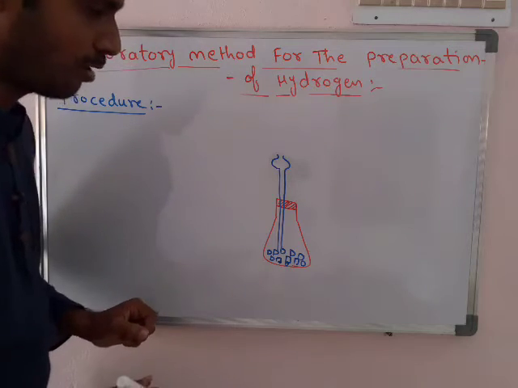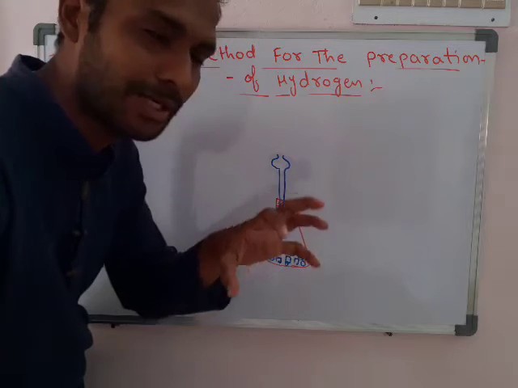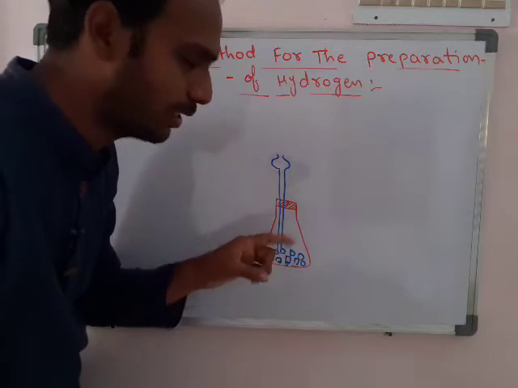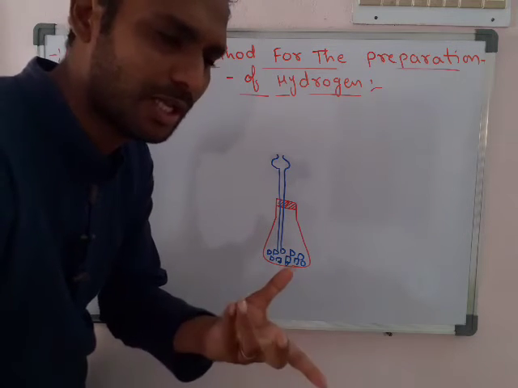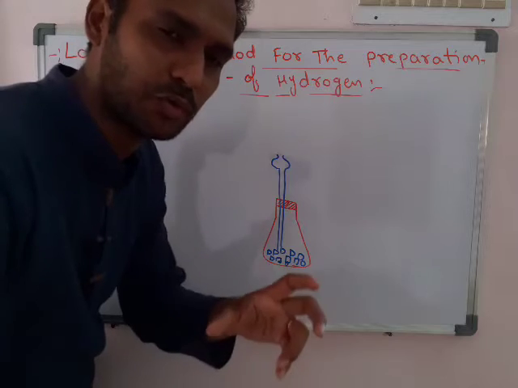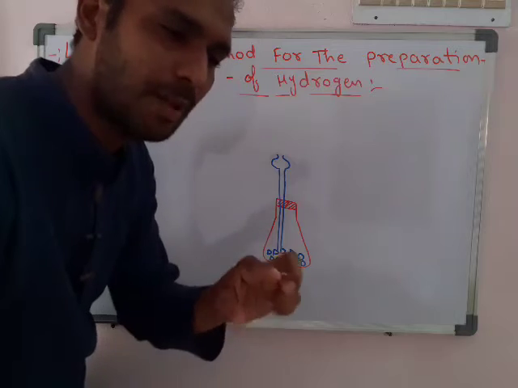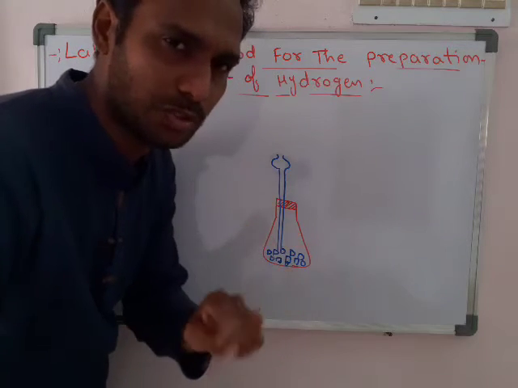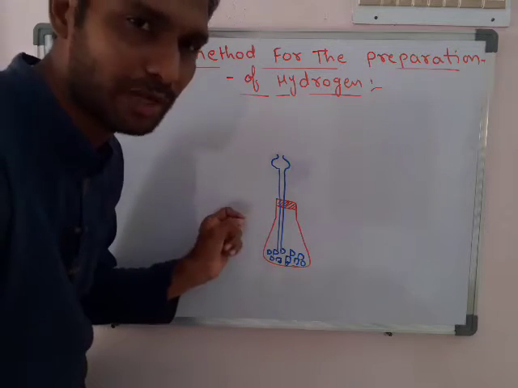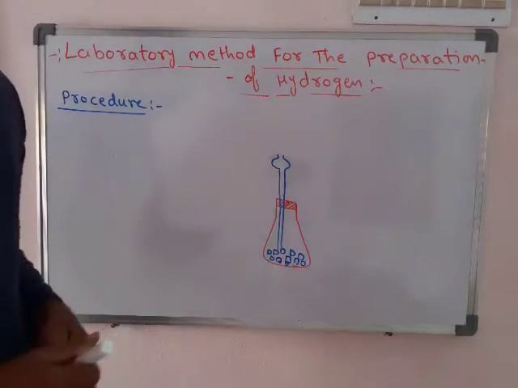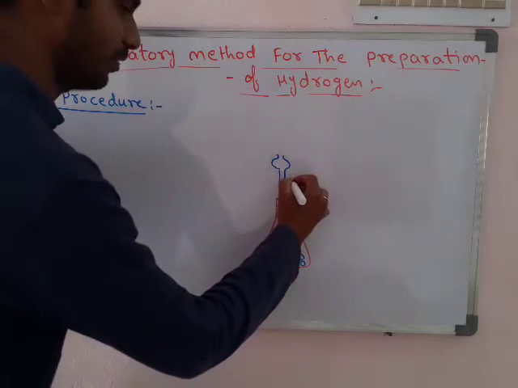Next, one more hole is there. As we said, this rubber cork totally seals the conical flask mouth and has two holes. Actually, we get different types of rubber corks: without holes, one hole, two holes, three holes. But here we need to take a rubber cork with two holes. In one hole we fitted the thistle funnel. In the second hole, take a delivery tube, which is connected to the beehive shelf.